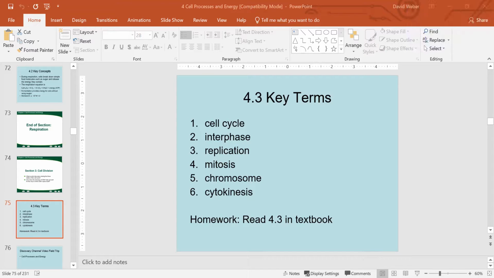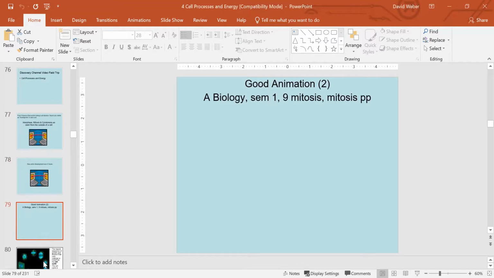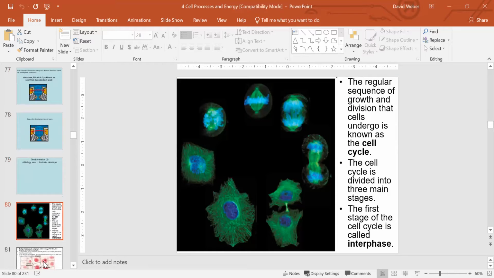Let's keep rolling. We're going to do cell cycle, interphase, replication, mitosis, chromosome, and cytokinesis. I'm going to skip a few of these because we don't do this. The regular sequence of growth and division is known as the cell cycle. The cell cycle is a regular sequence in which a cell grows, develops, and splits. The first stage of the cell cycle is called interphase. So number 9 would be A for interphase.